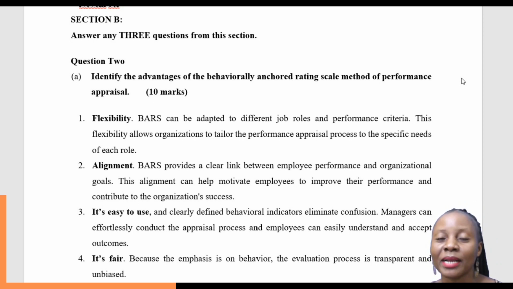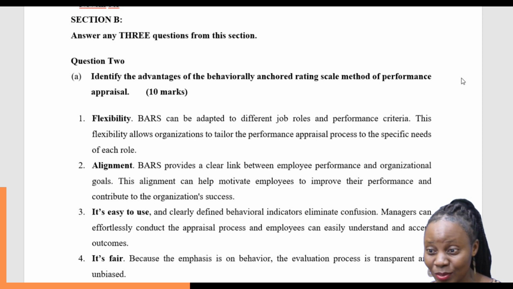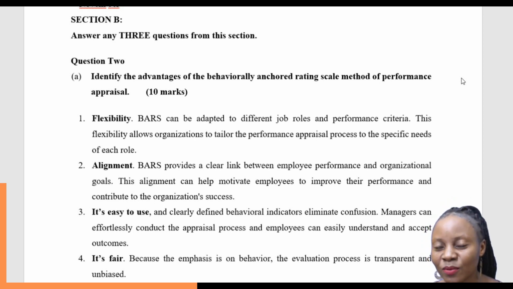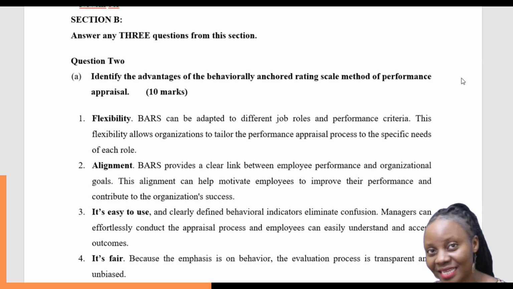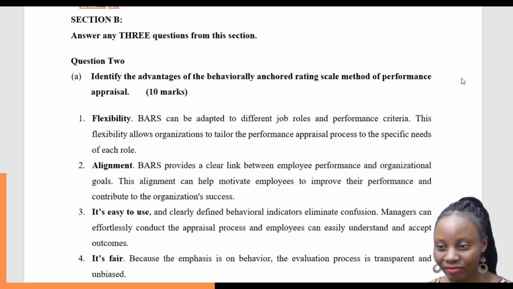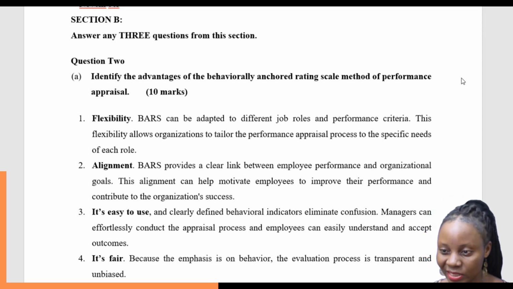Number one, it's very flexible. It can be applied from one job to another, or from one role to another. It is also very easy to use, since once you have the checklist of qualities or behaviors that you want your employees to have, it's easy to compare and contrast to see whether this person is meeting the standard of behavior or not. So it's very easy to use.